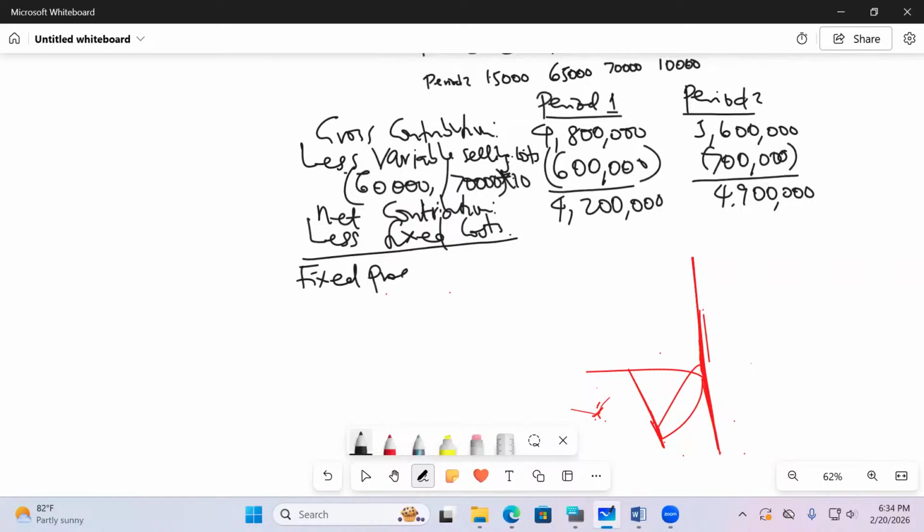Fixed production cost, are you able to see them somewhere? From note number 1, what have they told us is the fixed production amount? 4.2. But you see that is for a whole year. And how many periods do we have in this whole year? There are 2. Remember, in marginal costing we don't absorb. We work with periodic costs.